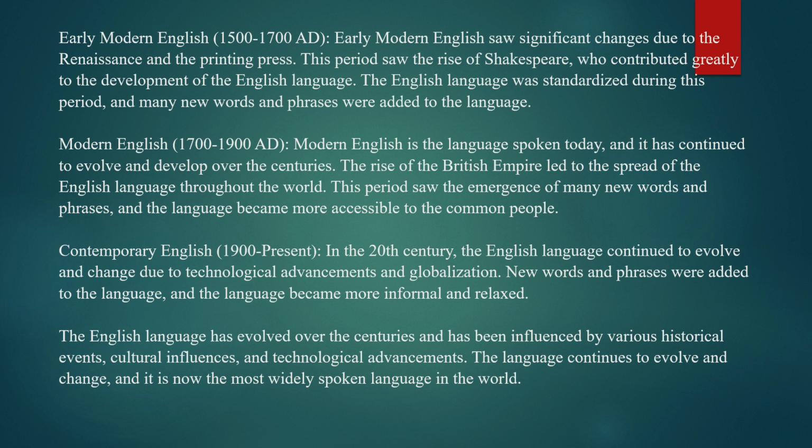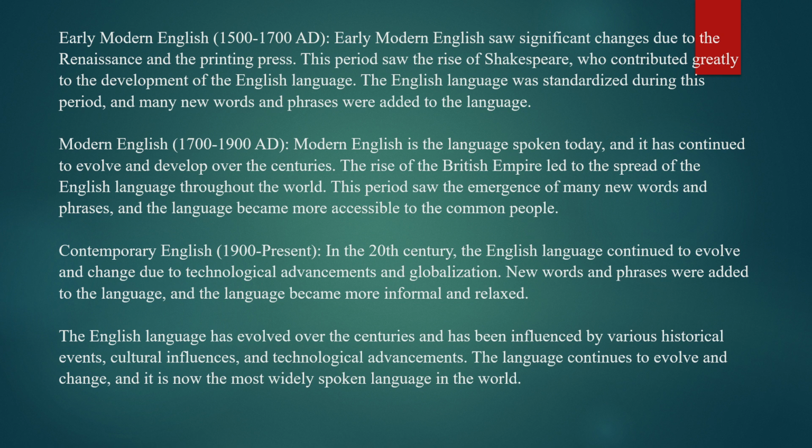And the next is Modern English, which is from 1700 to 1900 AD. Modern English is the language spoken today, and it has continued to evolve and develop over the centuries. The rise of the British Empire led to the spread of the English language throughout the world. This spread saw the emergence of many new words and phrases, and the language became more accessible to common people. And next is Contemporary English, which is from 1900 to the present.